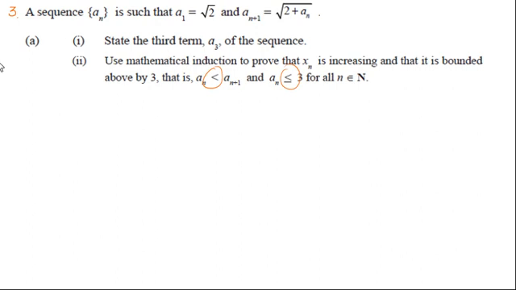Now, because each term is based on the term before, in order to find A3, we need A2. And in order to find A2, we need A1, which we do have. So before we jump to A3, we're going to find A2, and then we'll find A3. According to the definition, A2 is going to be equal to the square root of 2 plus A1. A1 is the term before A2. Now we know A1 is root 2.